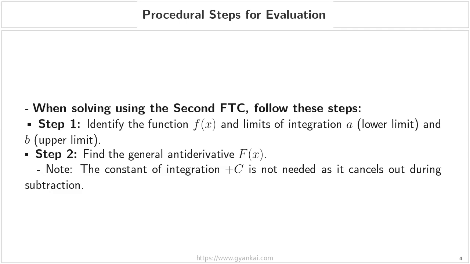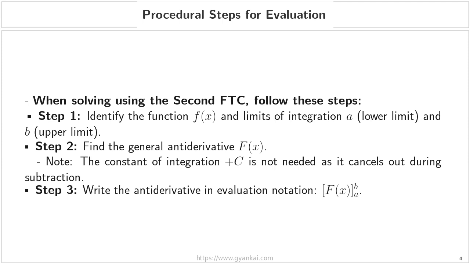Step 2, next, you need to find the general antiderivative of f of x. We call this F of x. This is essentially reversing the process of differentiation. Remember, we learned about finding antiderivatives when we discussed indefinite integrals. Now, a really important point here. When finding antiderivatives for definite integrals, you do not need to include the constant of integration, plus C. Why? Because when you subtract F of a from F of b in the final step, that plus C will always cancel out. So, save yourself a step and leave it off.